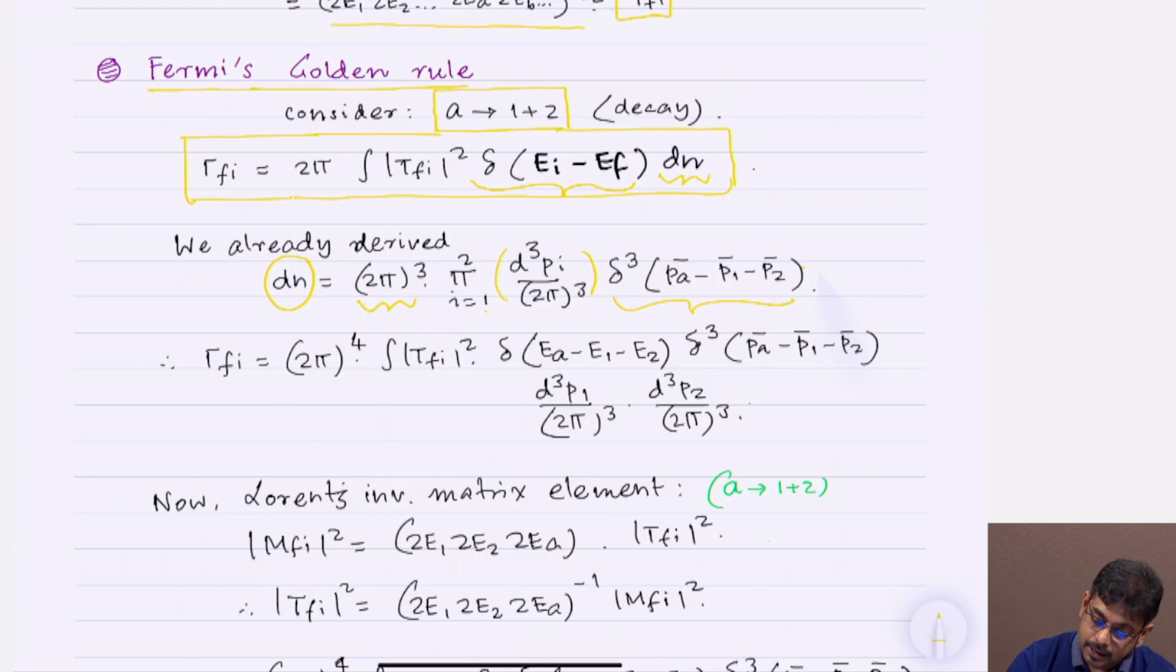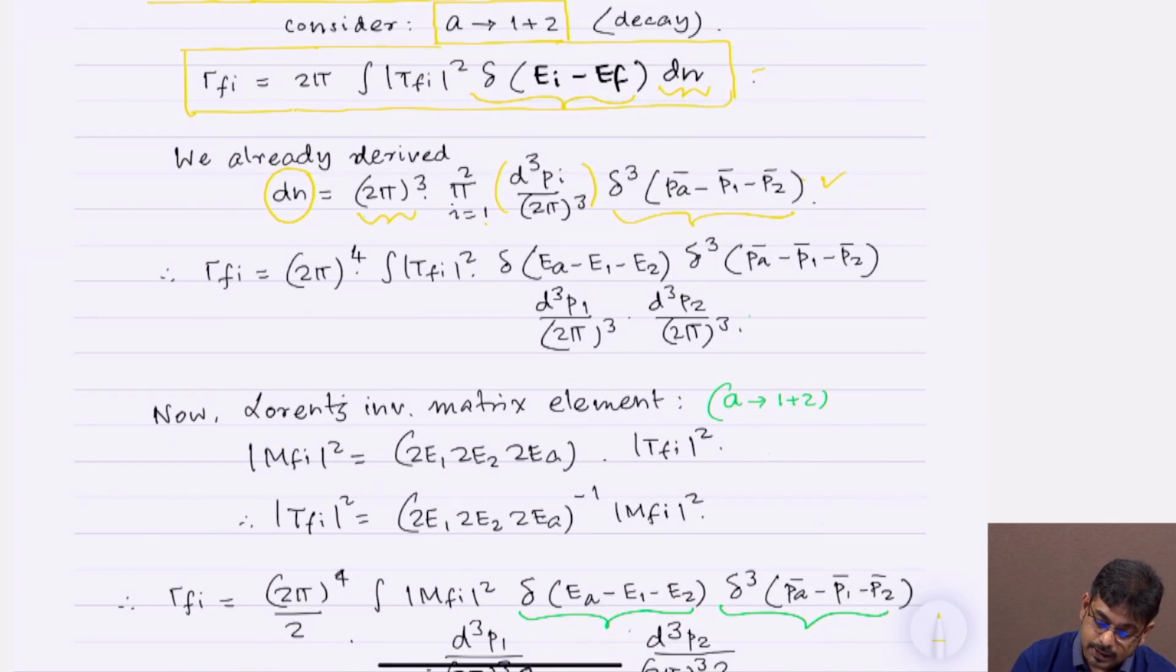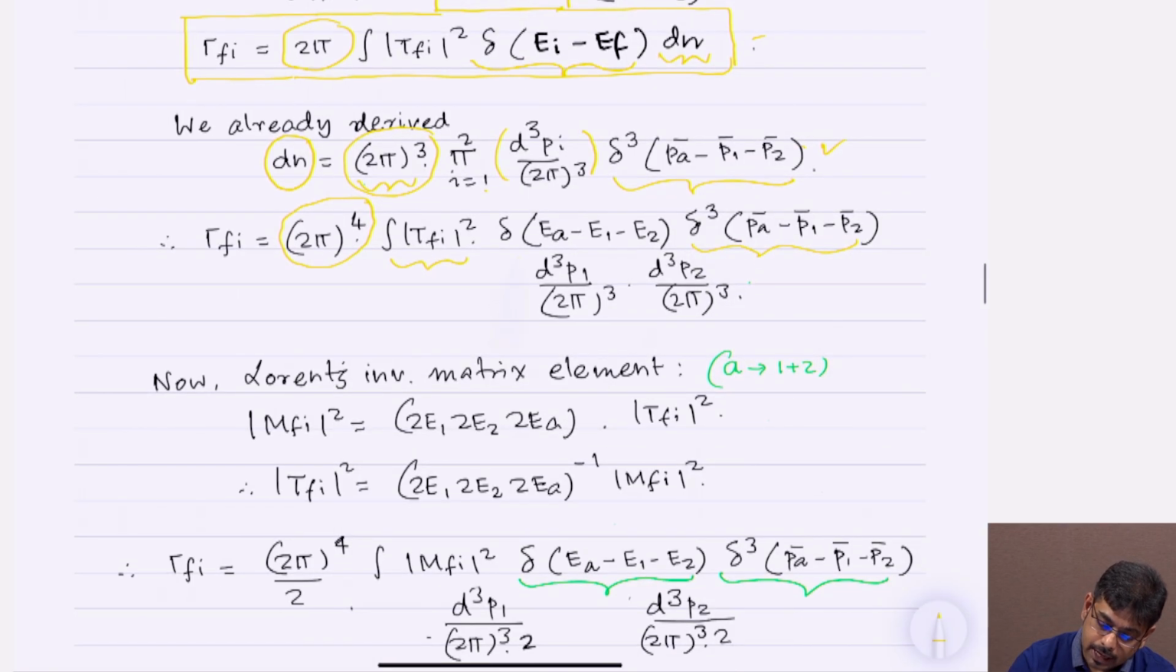So, let us put this dn back into this expression and rewrite Gamma_fi. This (2 pi)^3 multiplied with this 2 pi becomes (2 pi) to the power 4. This is the integral of T_fi squared, and then this delta(E_i minus E_f), that is actually delta of (E_a minus E_1 minus E_2), and there is a function of delta cube of (p_a minus p_1 minus p_2), and then there are these phase space functions like d^3p_1 by (2 pi)^3 into d^3p_2 by (2 pi)^3. Okay?